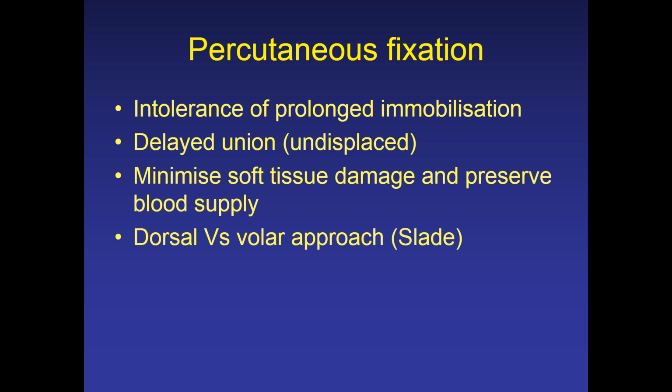So percutaneous fixation is very useful, especially in patients who want the operation quicker. They don't want to sit with prolonged immobilization. In patients who have been in a cast and are showing delayed union, we can go for percutaneous fixation. We don't do much damage to the blood supply because we're not opening the whole scaphoid. And the dorsal versus volar approach has basically the same indications in terms of the site of the fracture.